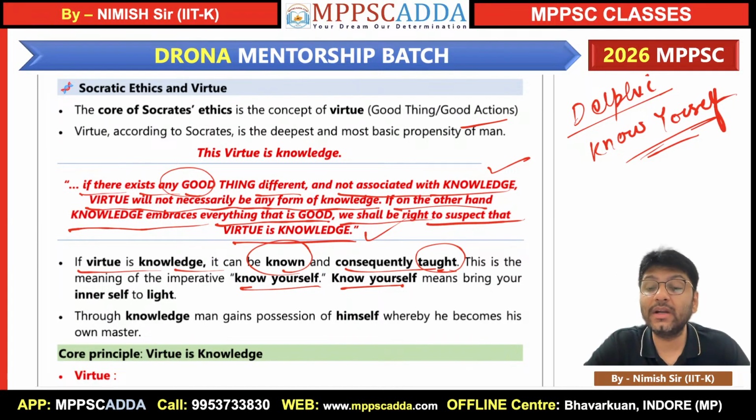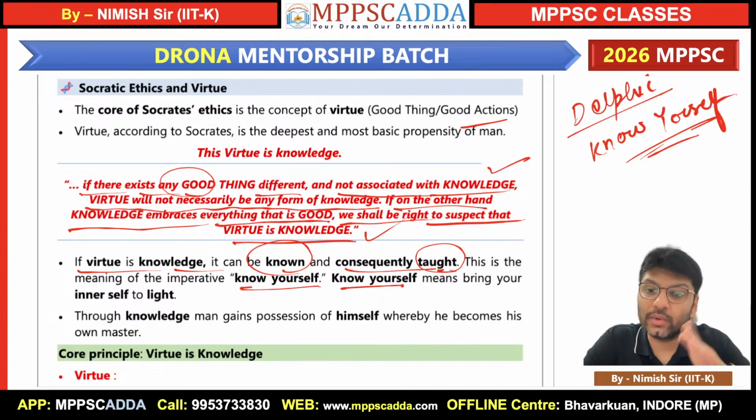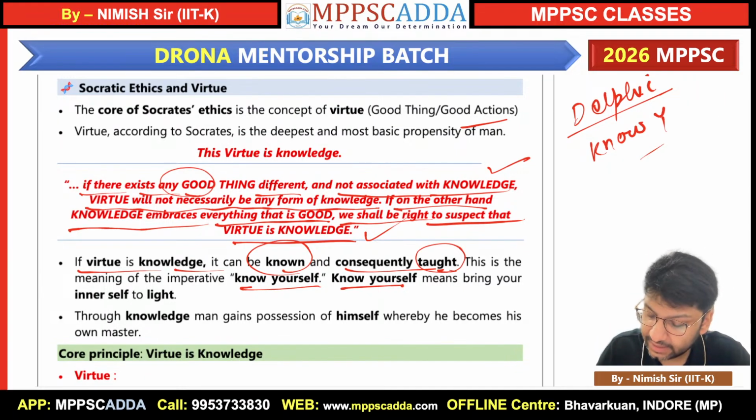It is not only my individual property, I don't have any authority over the knowledge, you can also arrive at it. So if you can arrive at it, you can also become virtuous, and once you all become virtuous, you can again know yourself. So there is a hierarchy. Sir, what kind of hierarchy are you talking about?